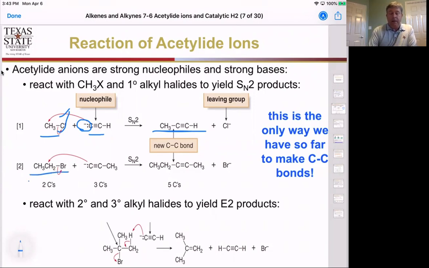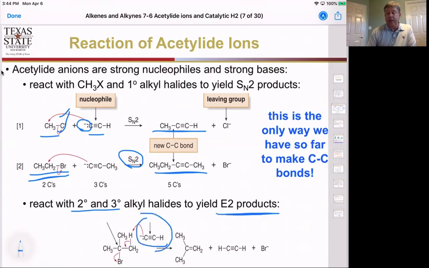Now, it doesn't matter how long this chain is, as long as it's a primary alkyl halide, we can have it attacked by this acetylide ion using an SN2 reaction to give us our chain extended internal triple bond, okay? If we have it reacting with secondaries and tertiaries, unfortunately, this acts as a really strong base, and so we can end up with E2 elimination products. So we have SN2 if we have a primary or a methyl group, and then we start doing E2 products if we have secondaries and tertiaries because it's such a strong base.